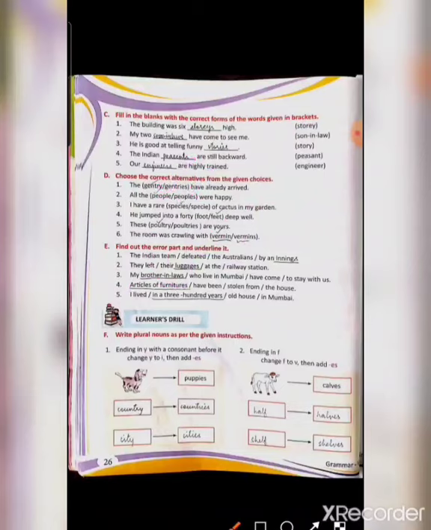Next, E part, find out the error part and underline it. The Indian team defeated the Australians by an innings, because beta, it was written inning. So inning is wrong because innings itself is a singular word. So you will add s to it, by an innings. Whether it is singular or plural, it will be called innings only. Second, they left their luggages at the railway station. So beta, never ever is luggage made plural by adding es. So simply, they left their luggage at the railway station.